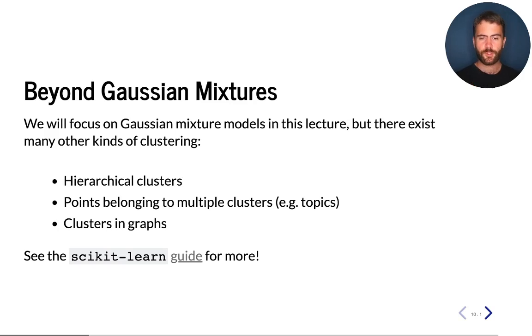There's also a lot of work on clustering in graphs. If we have a graph that describes connections between entities, we may want to find subcomponents of the graph which are more connected within a component than to the rest of the graph. This is another interesting type of clustering that exists. If you're interested to learn more about these kinds of algorithms, I encourage you to look at the scikit-learn documentation, which implements many of these other algorithms, and you may also find them useful for some of the applied problems that you're working on.